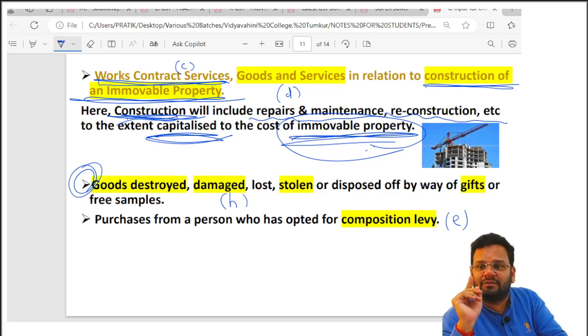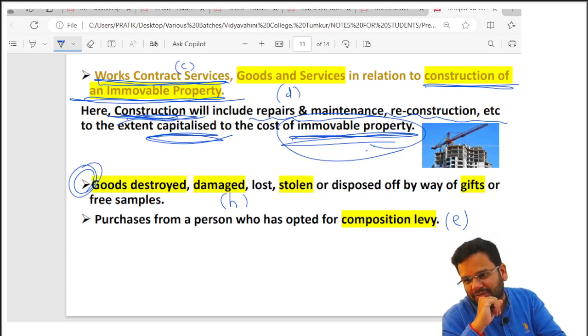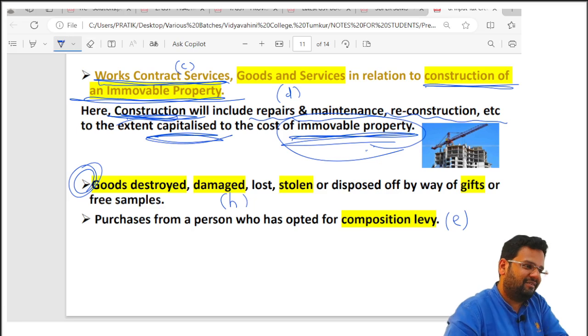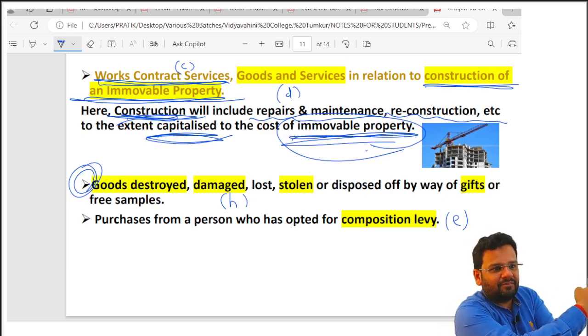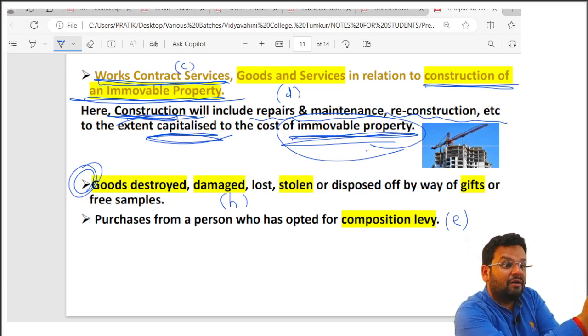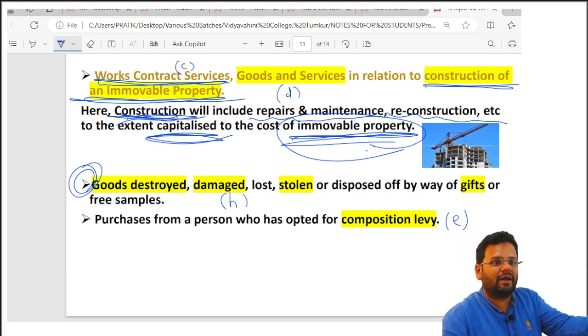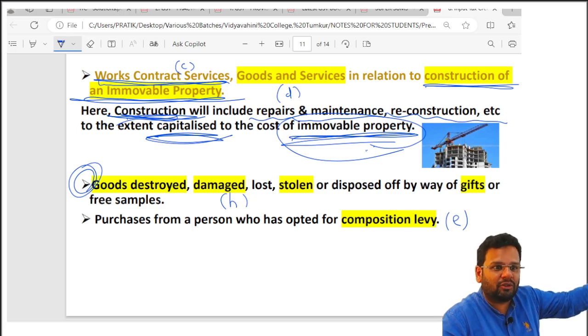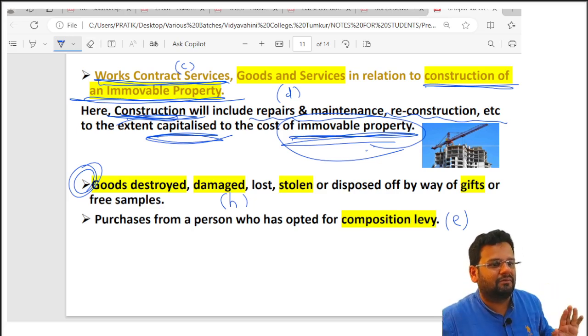Because remember, ITC is a privilege, na? Why do you get that privilege? You get that privilege because you are going to use those goods for manufacturing such goods which you will be selling. Or if you are a trader, you are going to sell those goods. But are you selling? In this case, you are no longer selling. They are lost, damaged, destroyed, even stolen. You cannot say I have filed an FIR, my goods are stolen, please allow me ITC. They will say your goods are stolen, it's your problem. But did that thief pay us output tax? No. So we will not give you ITC. Simple.